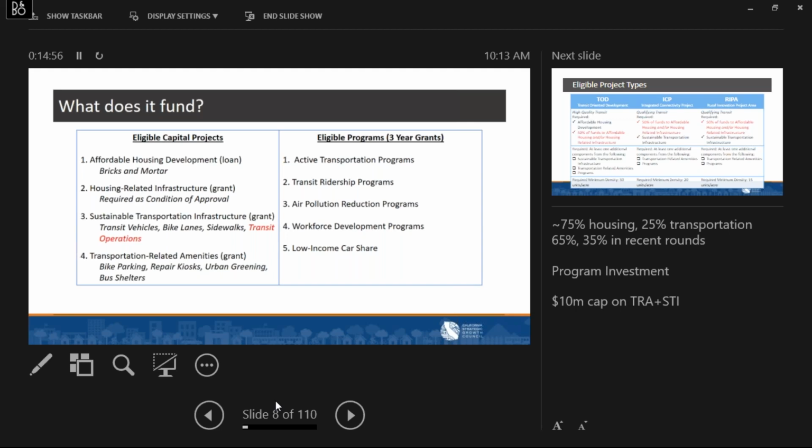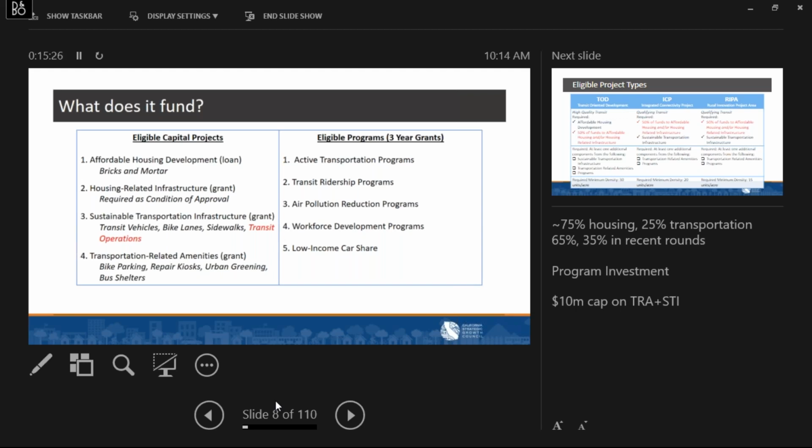And then we have our eligible program costs. So the first of these is active transportation programs. And we'll get into it later a little bit what those can look like, but these are really focused on any programming that makes it easier or safer to use active transportation. That can be bicycle repair workshops, it can be a walking school bus, anything of that nature.